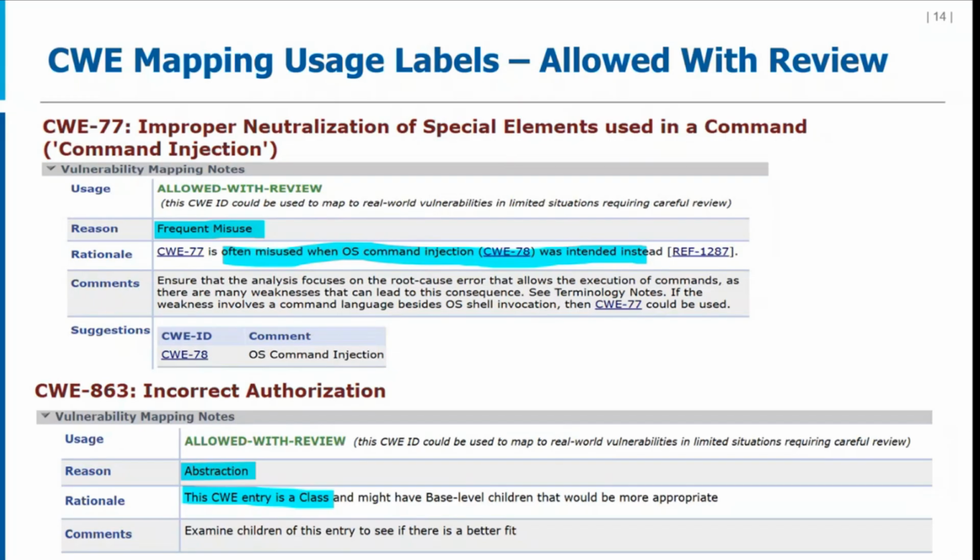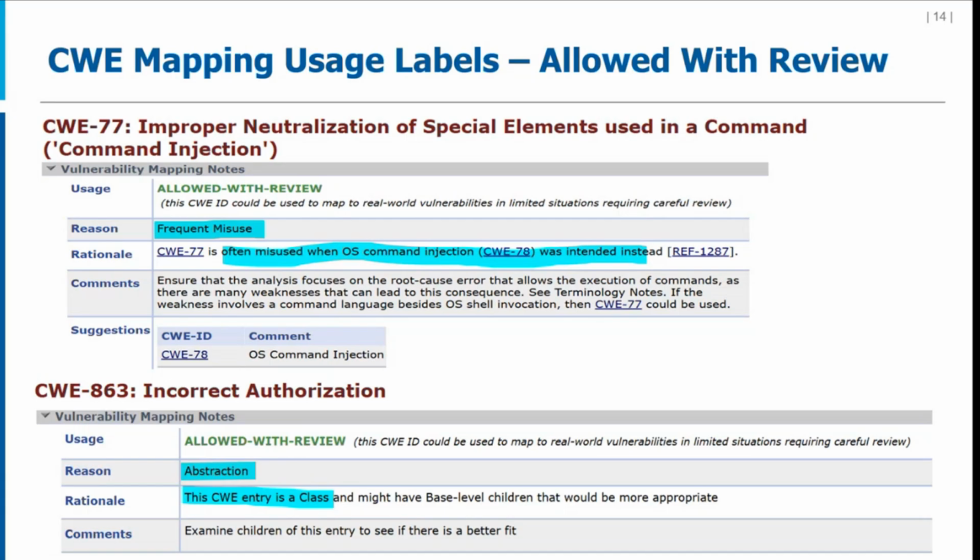Allowed with review: these are CWEs that are valid to map to, at least sometimes, but we want the readers to pay closer attention to them. One of the most common offenders, so to speak, is CWE 77, which is about command injection for any kind of command language. However, when people say command injection, often they mean something a little bit lower level, which is OS command injection. There are other languages besides shell languages that you're using to construct OS commands. There are other kinds of commands besides those associated with OSs, and yet people oftentimes map to CWE 77.